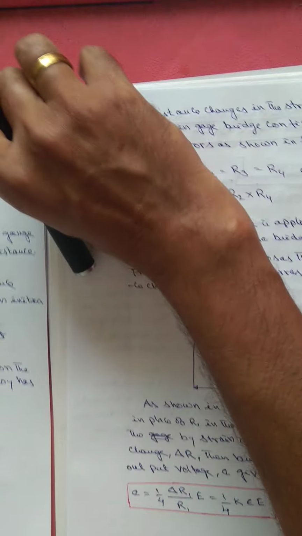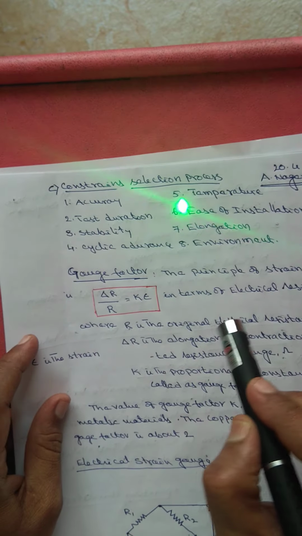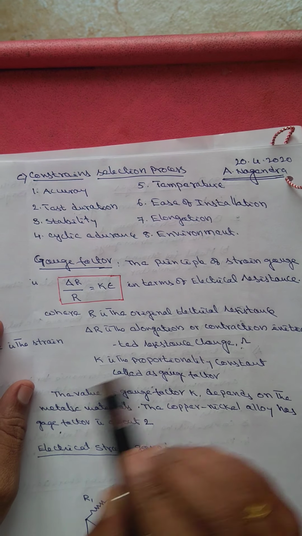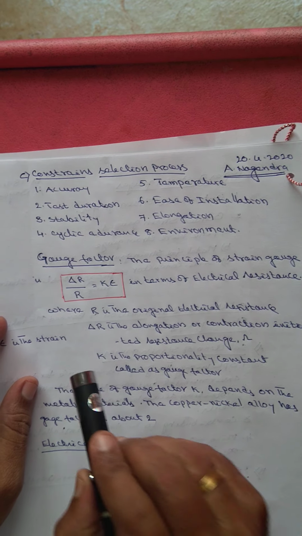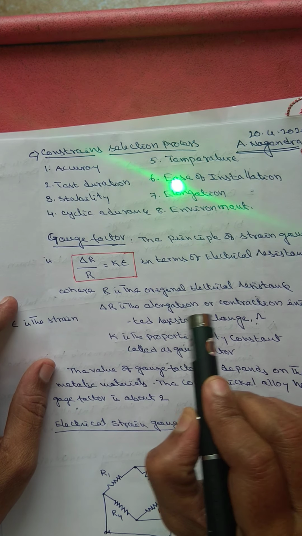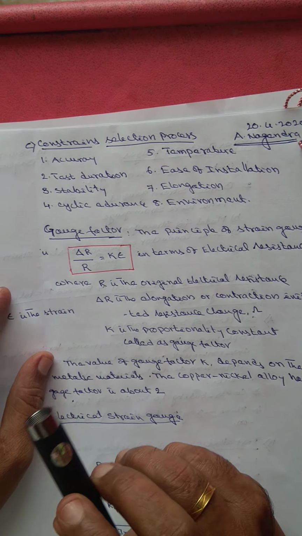Now we will see the constraints for the selection process of strain gauges. First point is accuracy. Second is the test duration. Third is stability. Fourth is cycle endurance. Fifth is temperature. Sixth is ease of installation, elongation, and environment.